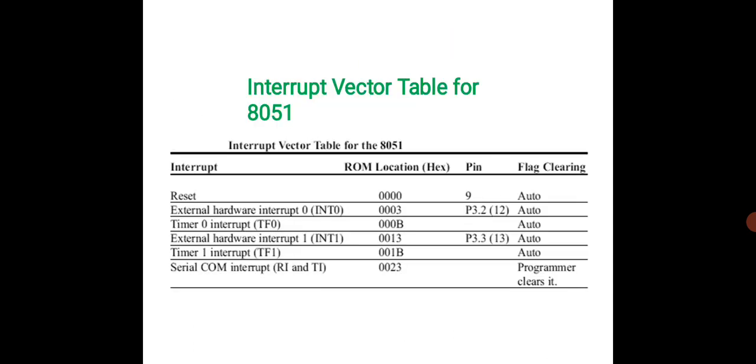This is the interrupt vector table for 8051, and you could see the ROM location, which is represented as 0000 for reset, 0003 for external hardware interrupt 0. So likewise we have different ROM locations for the different interrupts, and from this table we will be able to see everything. For all the interrupts, the flag is cleared except for the serial communication interrupt, where the programmer needs to clear it.